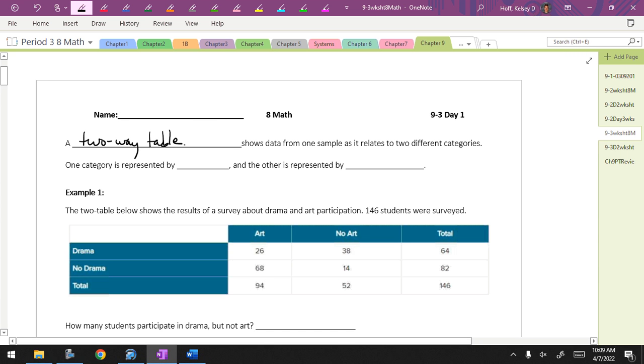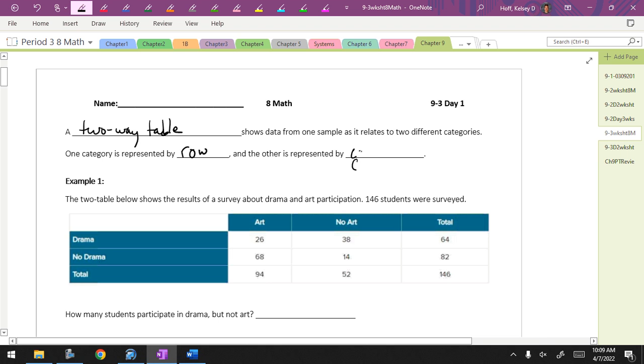shows data from one sample as it relates to two different categories. So they have the same group of people and they ask them two different questions. One category is represented by the row and one is represented by the column. Now, it is important that you know the difference between rows and columns. Which way do rows run? Horizontally, nice. And columns then run vertically.